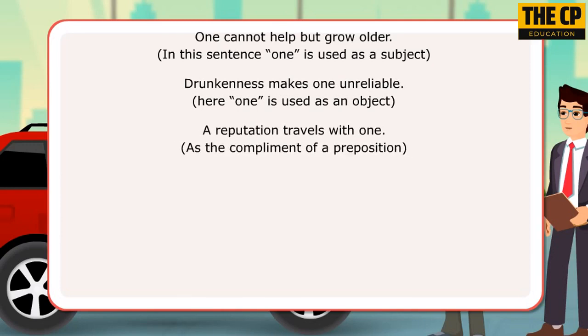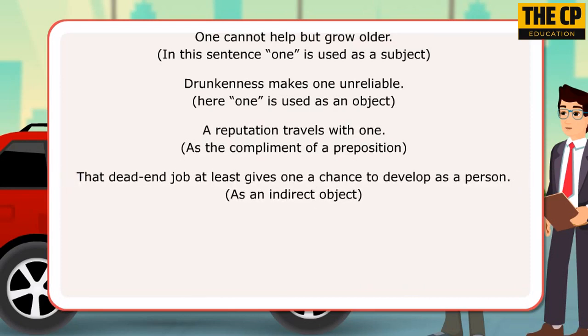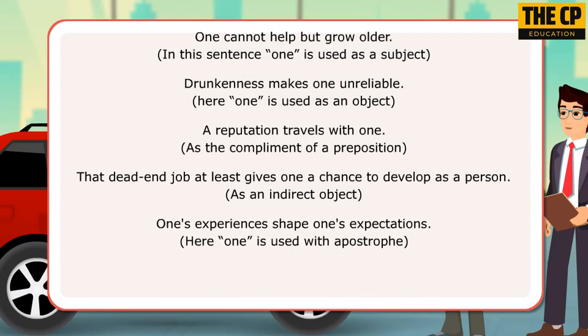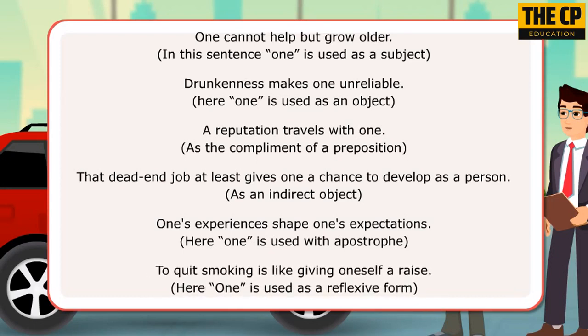A reputation travels with one, as the complement of a preposition. That dead-end job at least gives one a chance to develop as a person, as an indirect object. One's experiences shape one's expectations. Here one is used with an apostrophe. To quit smoking is like giving oneself a raise. Here one is used as a reflexive form.